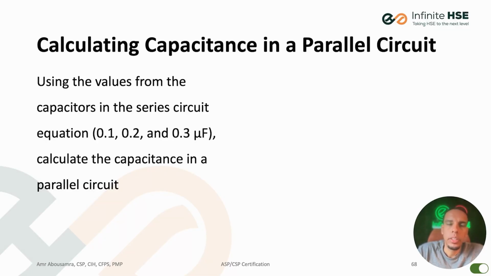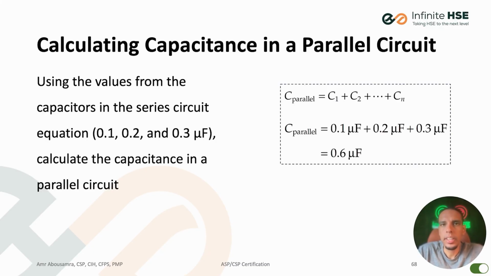Now, what if the circuit is parallel? That means these capacitors are connected in parallel, so let's use the same numbers and calculate it. In this case, it's just a straightforward addition. You add them together and it comes out to 0.6.